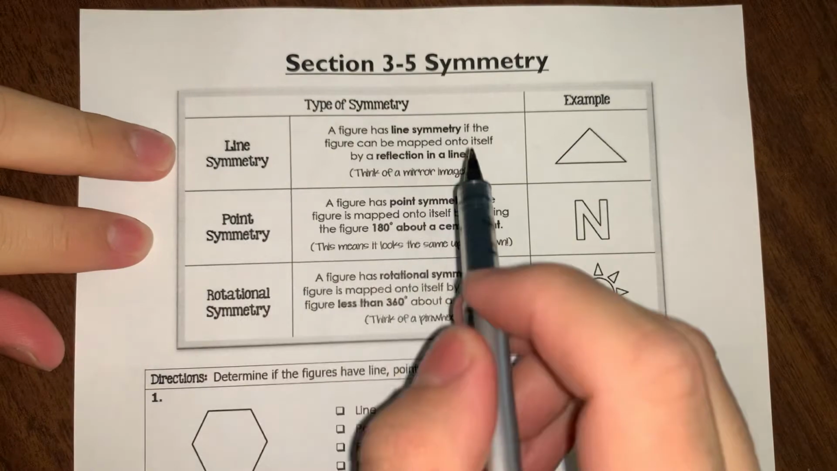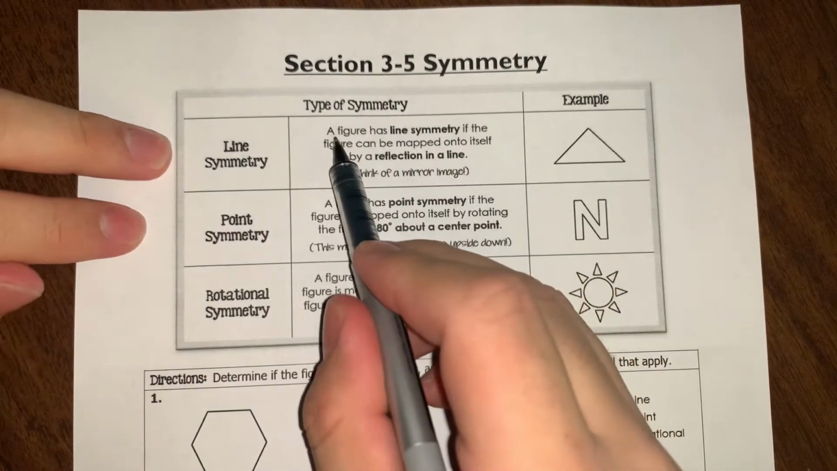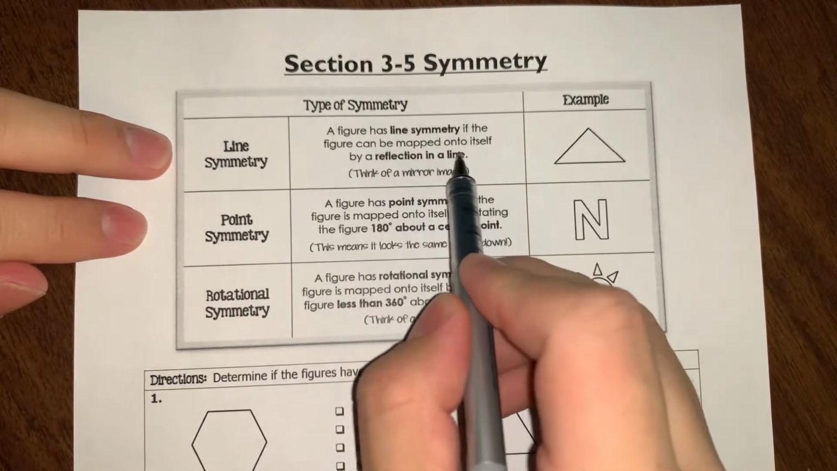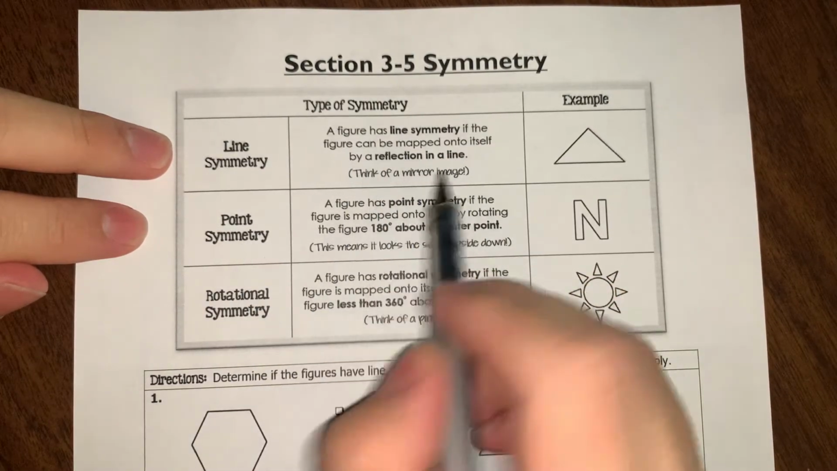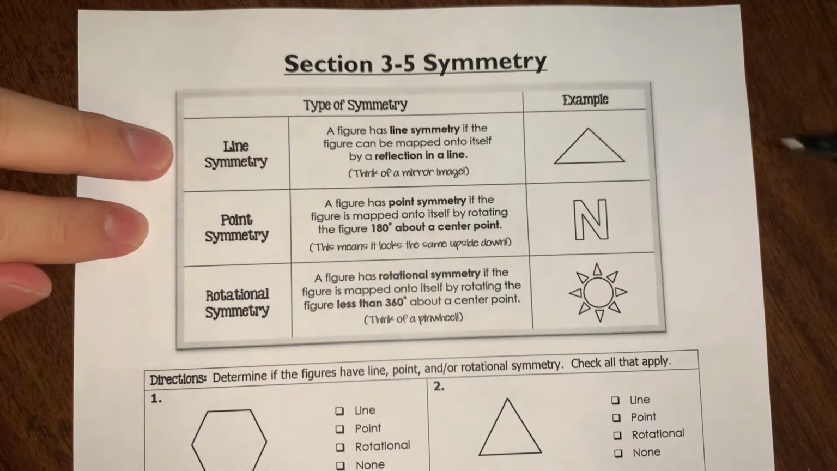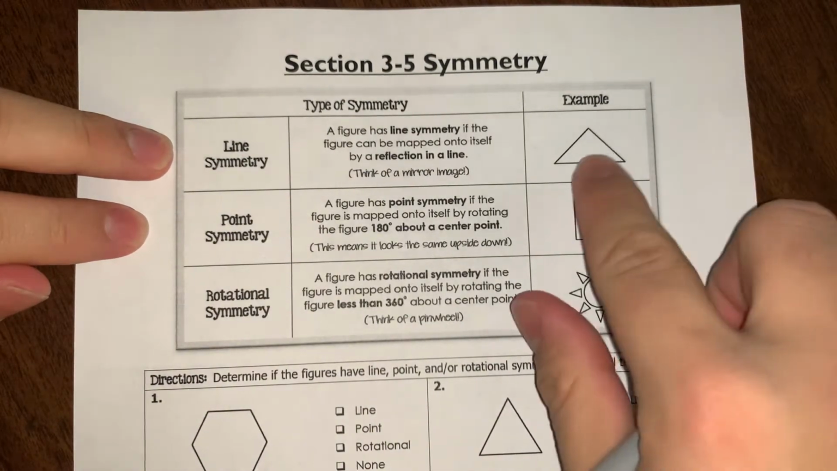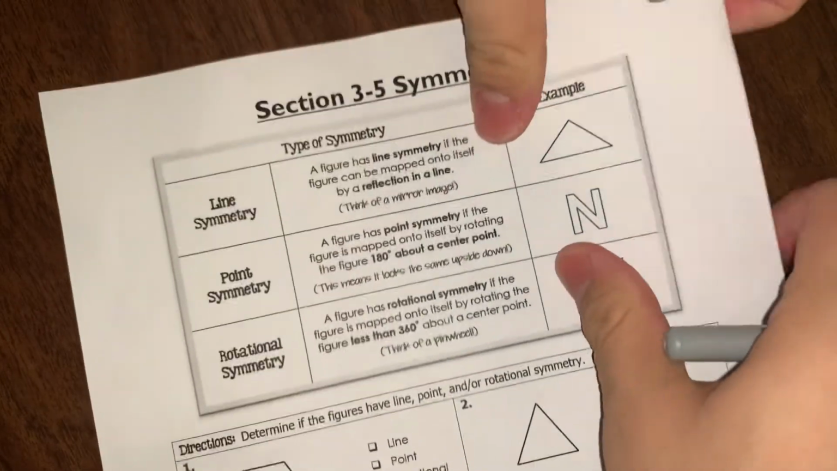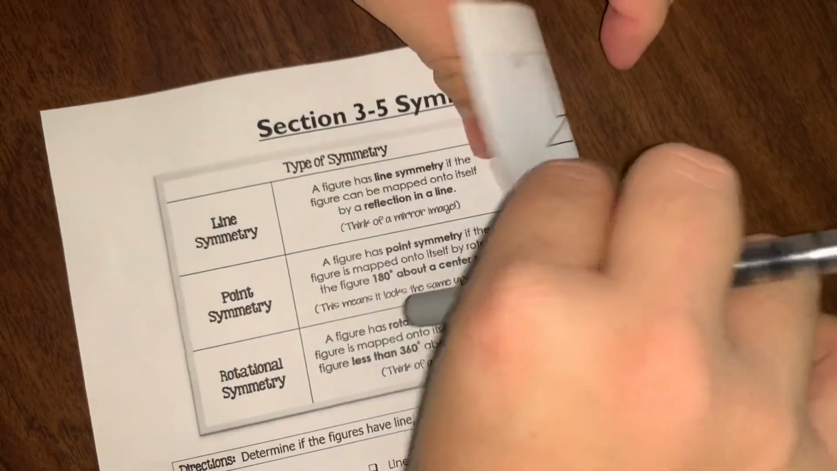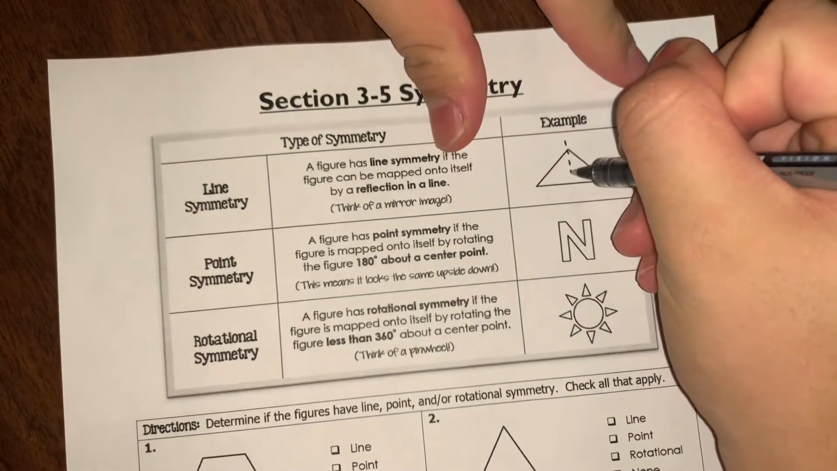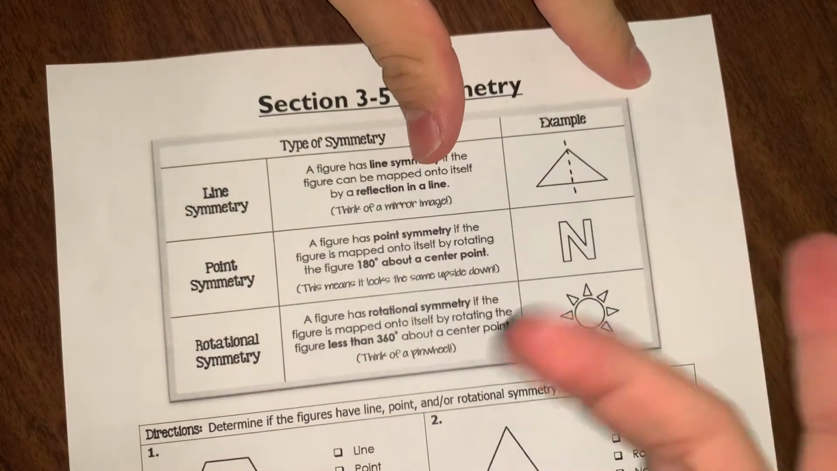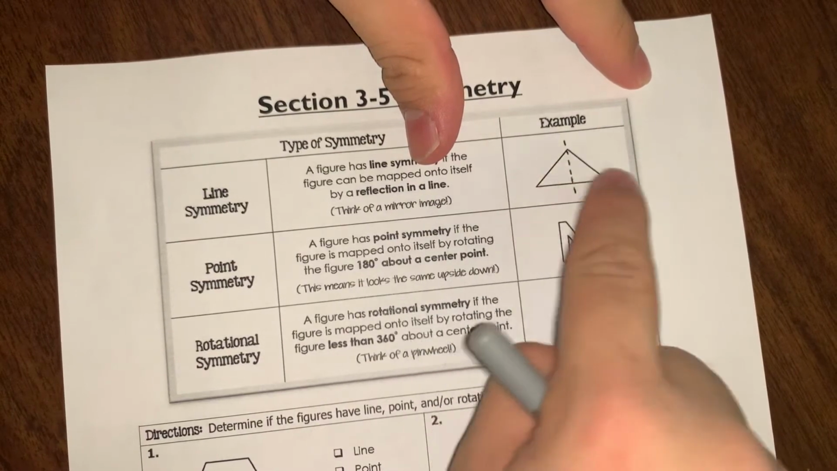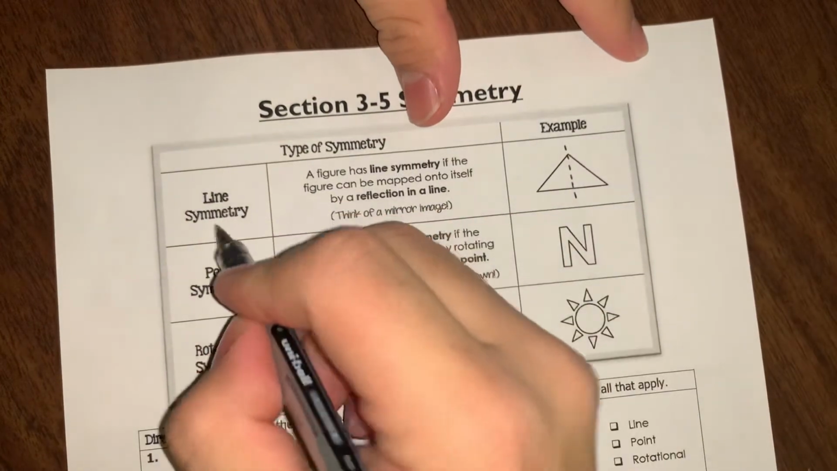The first one is line symmetry, and we'll just read what it says here. A figure has line symmetry if the figure can be mapped onto itself by a reflection in the line. Think of a mirror image. Ultimately, you can almost think like if you can get this figure and fold it in any way, like for example, if I folded it over across this line right here, just use your imagination. If I folded this corner into that corner, then it'll fold onto itself. That's what we consider to be line symmetry.